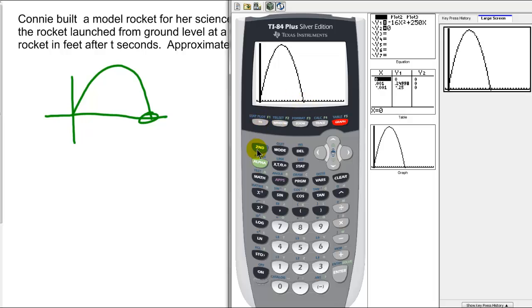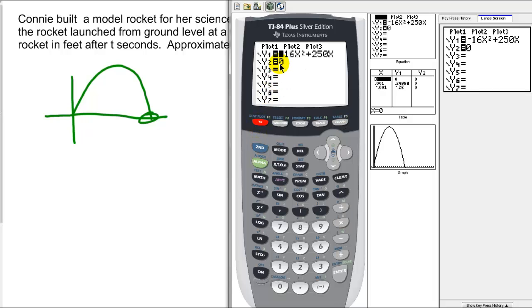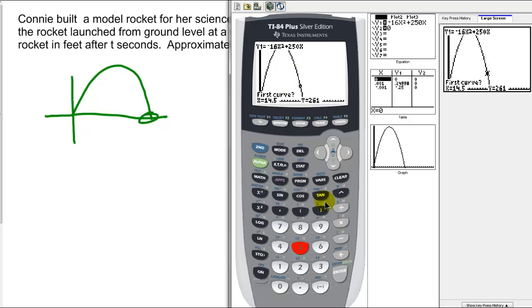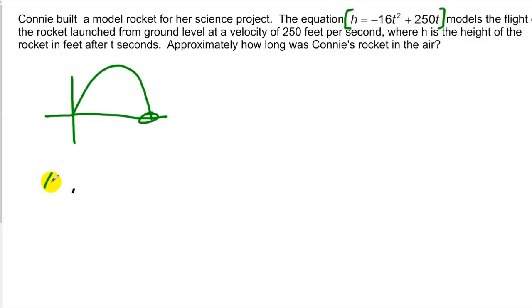So again, what I'll do is go back to look at my two equations, make sure I have 0 as my second equation, and then go to calculate the intersection. The first curve is going to be the parabola. Second curve is going to be the line down here. Hit enter. Guess. Hit it again. And it appears it's been up in the air 15.6 seconds. And that corresponds to that amount of time right there.